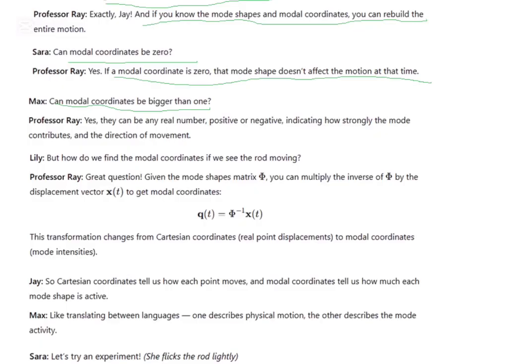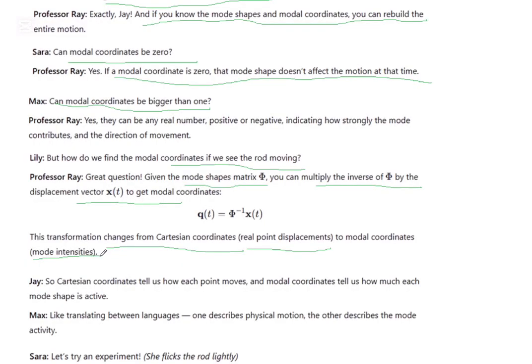So how do we find the modal coordinate? If we see the rod moving, given the mode shape matrix, you can multiply the inverse of phi and the displacement vector, and you get the modal coordinates. This transformation changes Cartesian coordinates, real point displacements, to modal coordinates, mode intensities. Modal coordinates are nothing but the mode intensity, how intense that particular mode shape is.